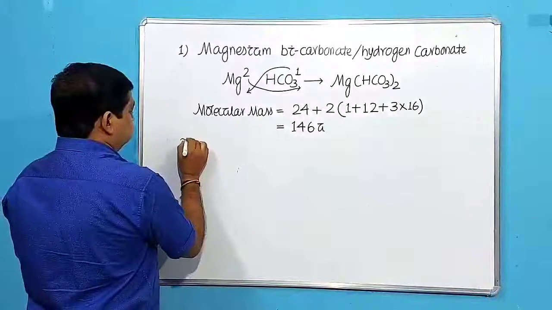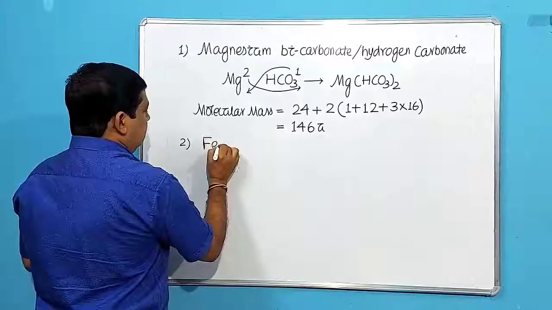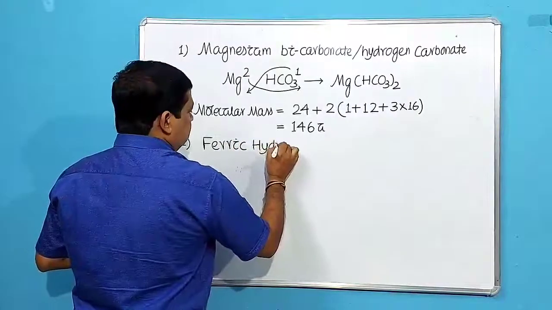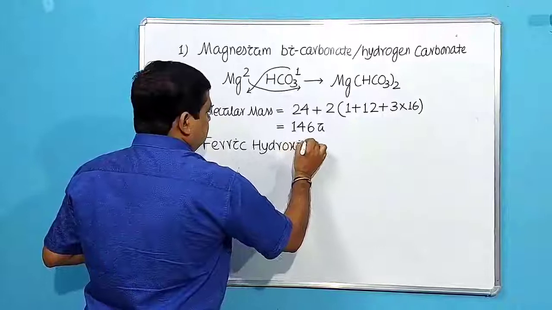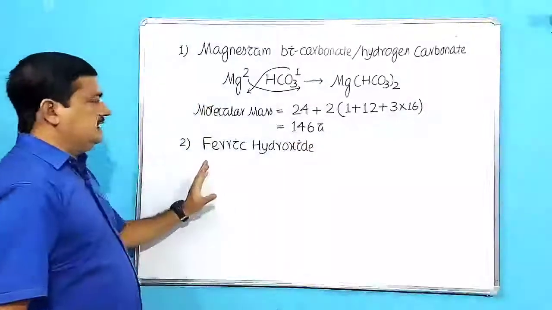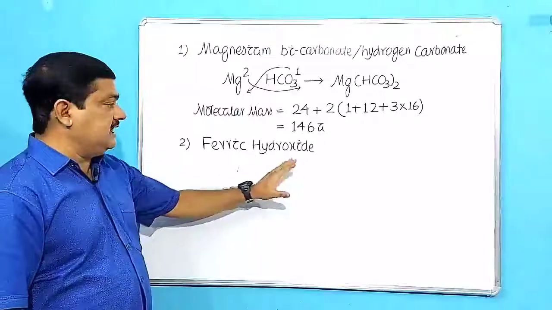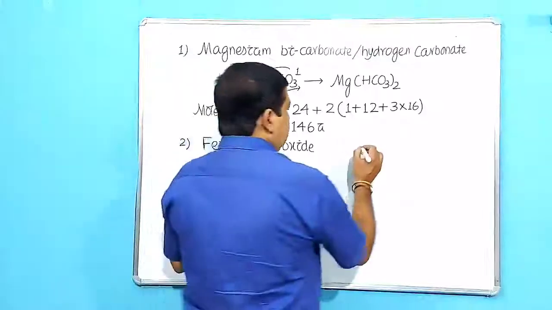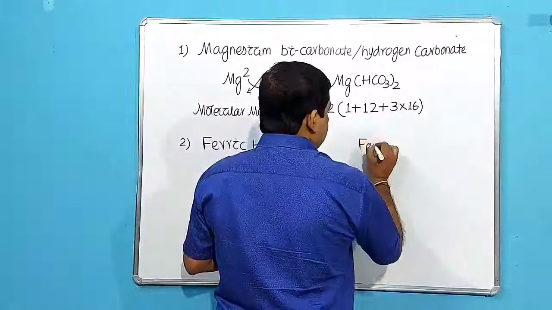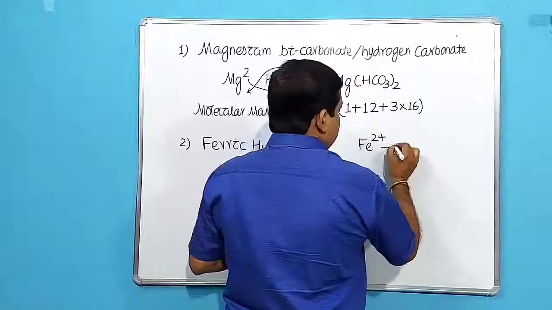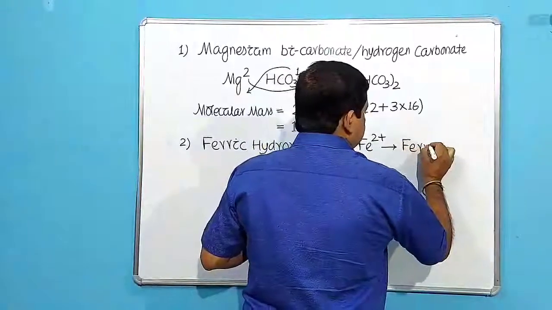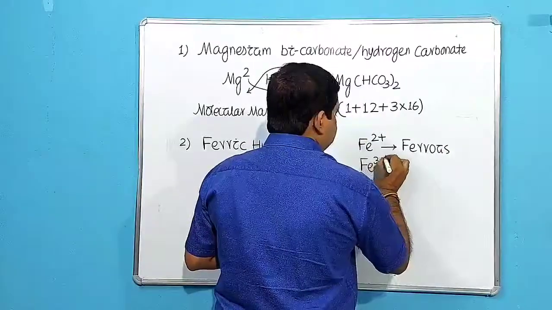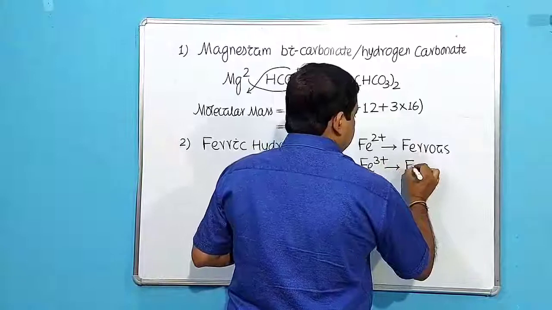Then ferric hydroxide. Okay. So clearly again, ferric is the metallic part, hydroxide is the non-metallic part. So iron has 2 valencies. You remember, iron has 2 valencies. When it is Fe2 plus, then it is called ferrous. When it is Fe3 plus, it is called ferric.